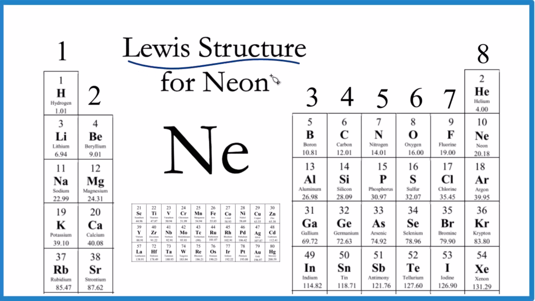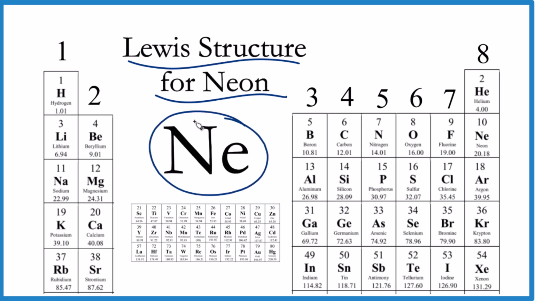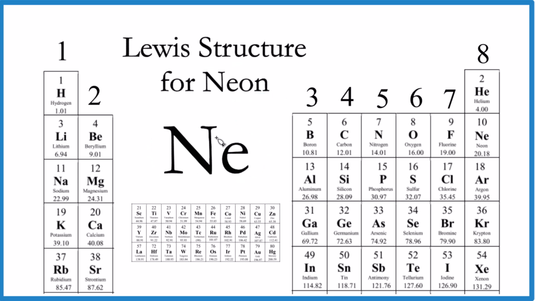Let's draw the Lewis structure for neon. That's Ne. When we're talking about Lewis structures, we're talking about valence electrons. Where are the valence electrons around the atom? How many do we have?